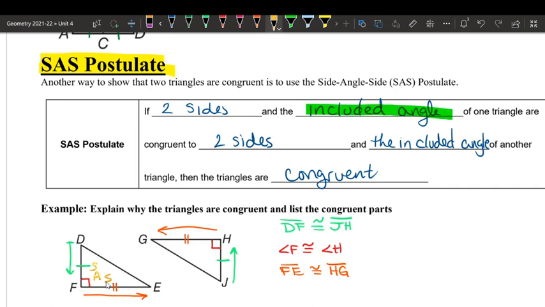Okay, but you can't just check one. You do have to make sure that they're both marked in the same order. So again, I have a side, an angle, and a side, and I can see that my angle is in between the 2 S's. My A is between the S's.